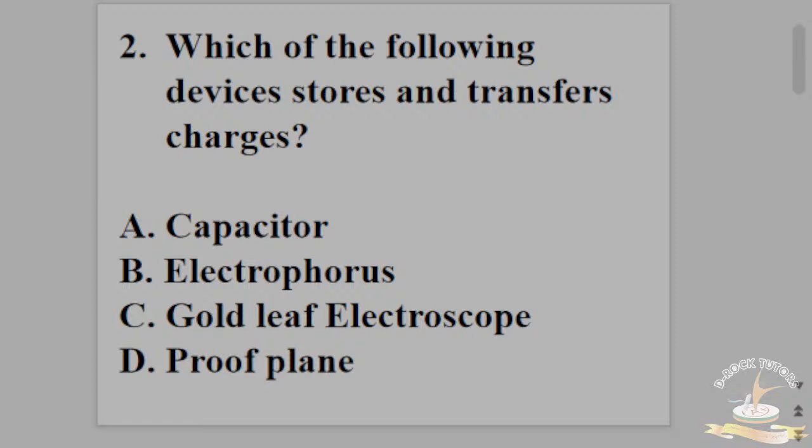If you are wondering what the function of a proof plane is, a proof plane is a device used only for what? For transferring charges. Well, the question is asking us which device not only stores charges but also transfers it, and that is the electrophorus. Electrophorus produces charges by electrostatic induction. Electrophorus stores charges. Electrophorus also transfers charges. But a proof plane cannot store charges. It cannot produce charge. It can only transfer charge. So the correct answer for this is option B.